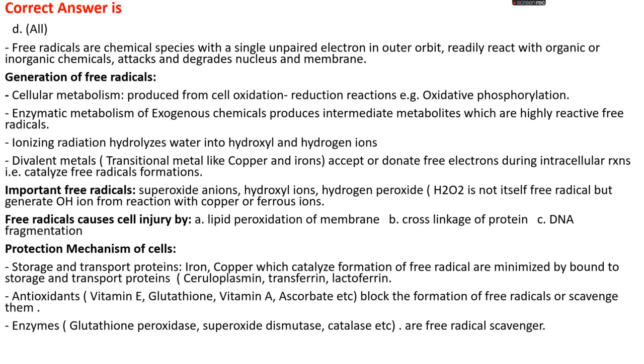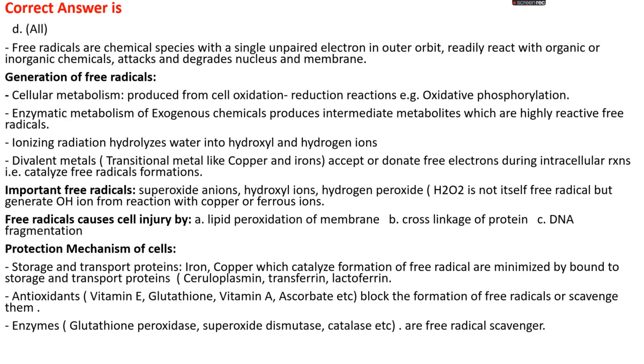Okay, here are some important free radicals like superoxide anion, hydroxyl ion, and hydrogen peroxide. Hydrogen peroxide is not itself a free radical, but it generates the free radical hydroxyl ion from reactions with copper or ferrous ion. Free radicals cause cell injury either by lipid peroxidation of the membrane, cross linkage of protein, DNA fragmentation, etc.